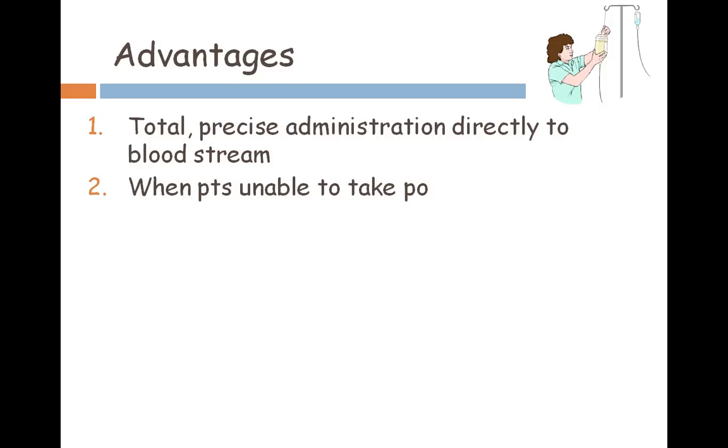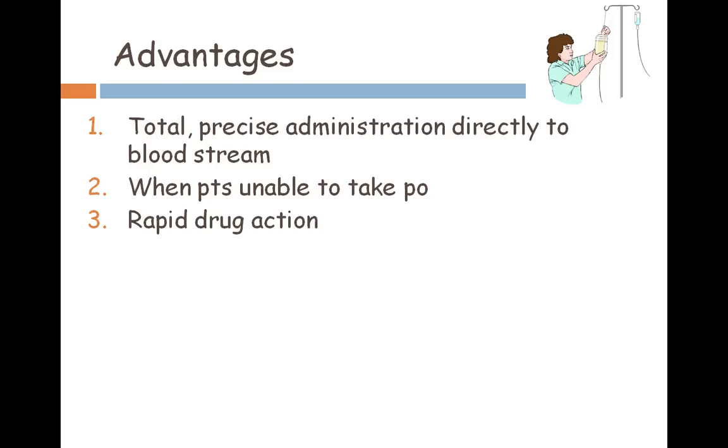IV medications are good when patients are unable to take PO medications. For instance, if they're NPO, if they have problems with their GI tract that they're not able to absorb medications that way, if they are unconscious, for instance during surgery or in an emergency, this is a good route.